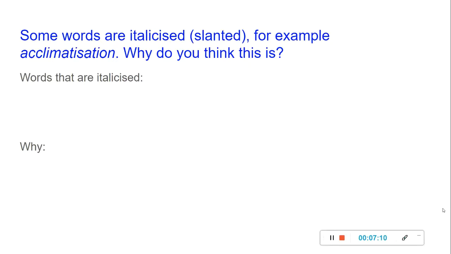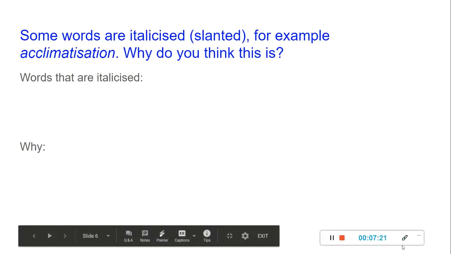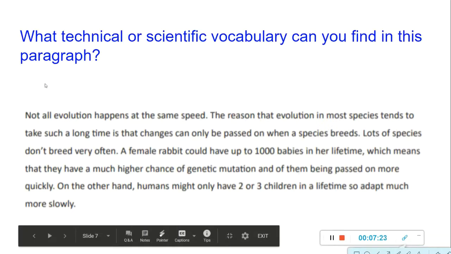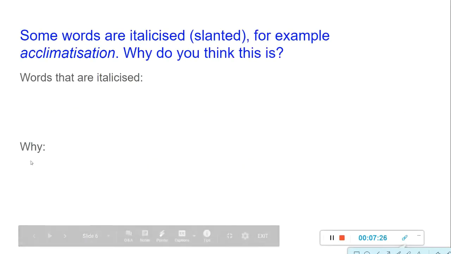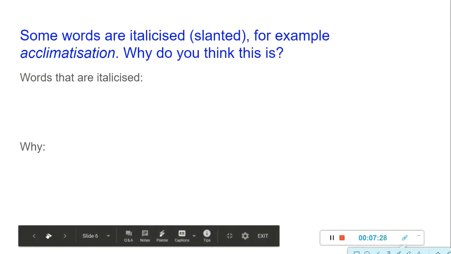So some words have been italicized. That means slanted. For example, acclimatization was italicized. Why do you think that is? So go back through the text you've seen so far and see if you can spot the words that are italicized and write them here. And why? And then give an explanation. Why do you think that they've been italicized?